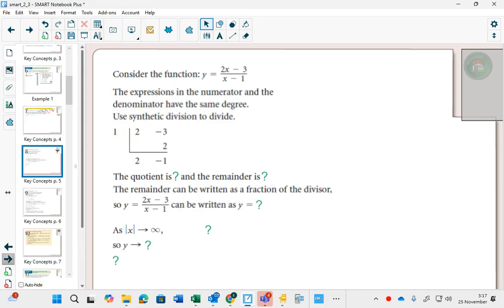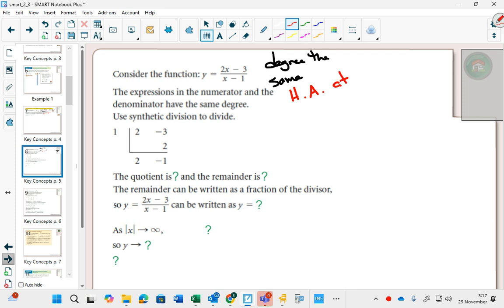If, next example, the degree is the same, that will also give you a horizontal asymptote, and the horizontal asymptote will be at the ratio of the coefficients of the biggest degree. Here the textbook goes into a nice complicated explanation with synthetic division. You can read it if you want to, but we don't have to worry about it. So, we have a horizontal asymptote again.